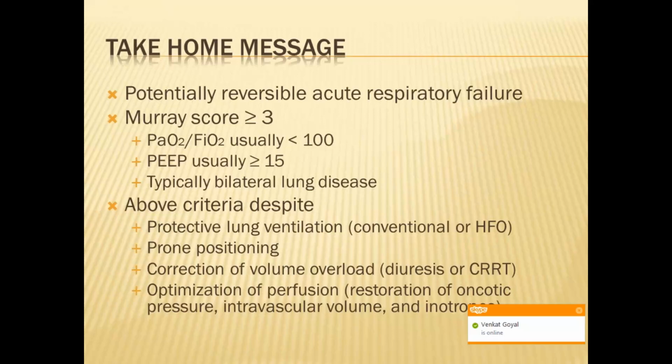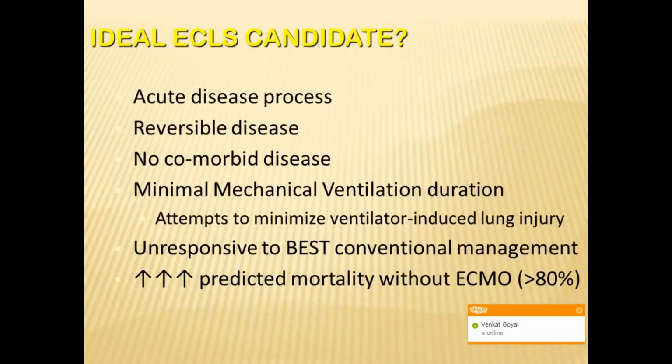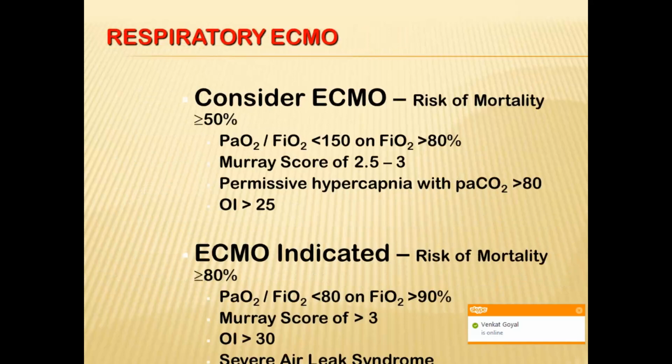So you can think of ECMO with a Murray score of more than 3, PF ratio less than 100. What the ideal candidate is: acute disease, reversible condition, no comorbid factors, minimum ventilator support given before that, and then the predicted mortality without ECMO is more than 80%, you can think of ECMO.